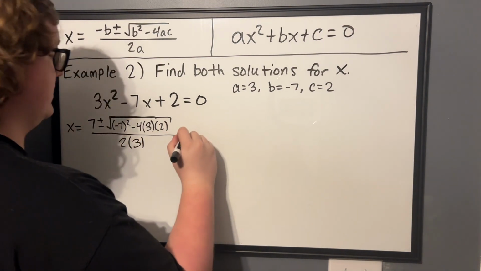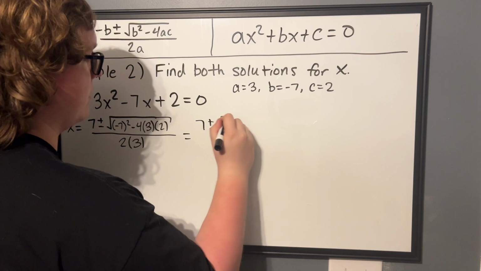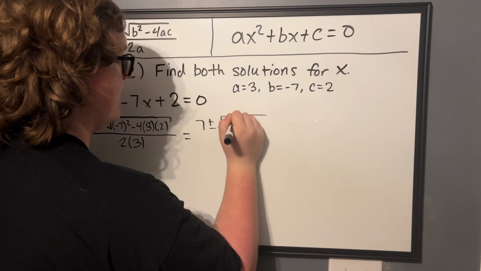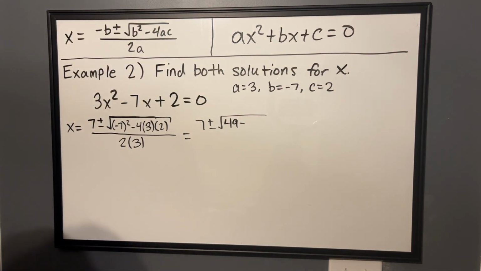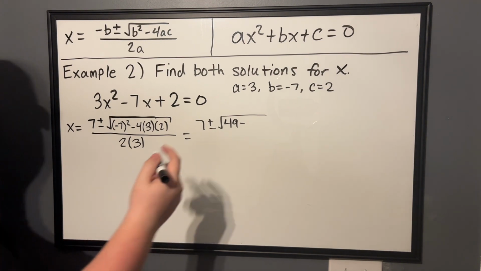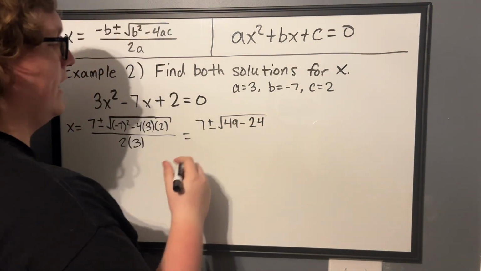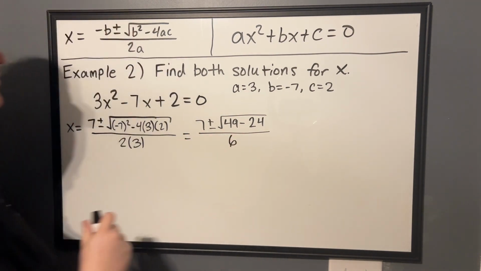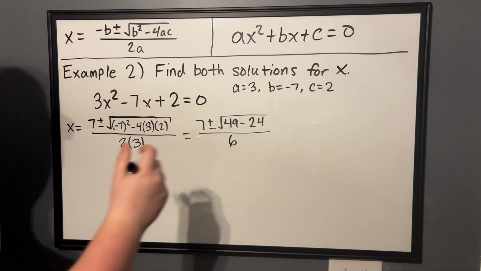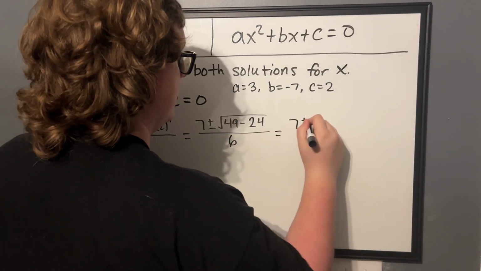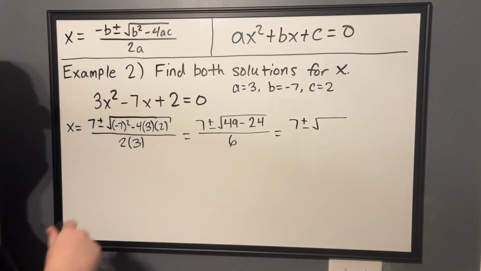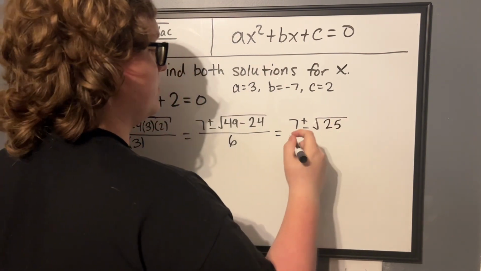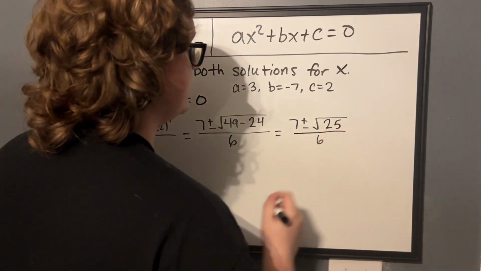So we want to simplify again. So we're going to have 7 plus or minus the square root. -7 squared is -7 times -7. That's going to be 49 minus 4 times 3 times 2 is going to give us 24. And all of that is over 2 times 3. 2 times 3 is 6. So we're going to simplify just a little bit more. We're going to have 7 plus or minus the square root. 49 minus 24 is actually 25. So we have plus or minus the square root of 25 over 6.